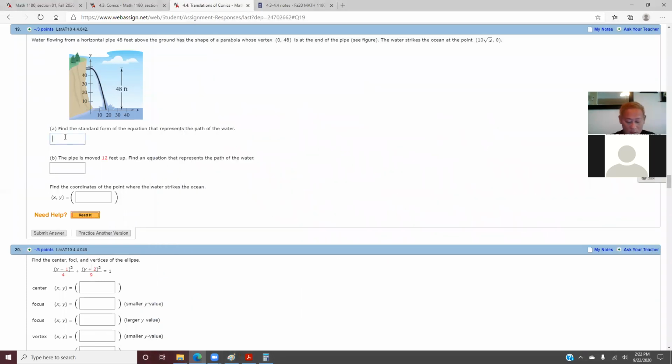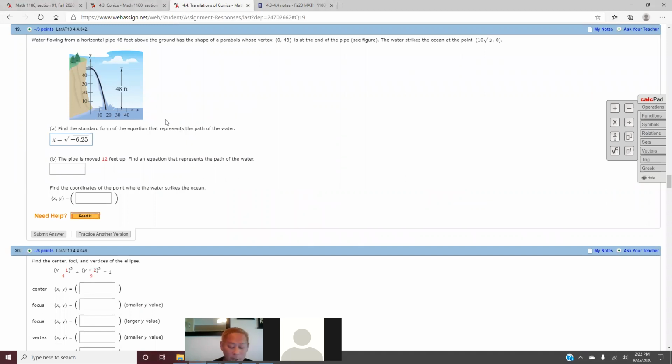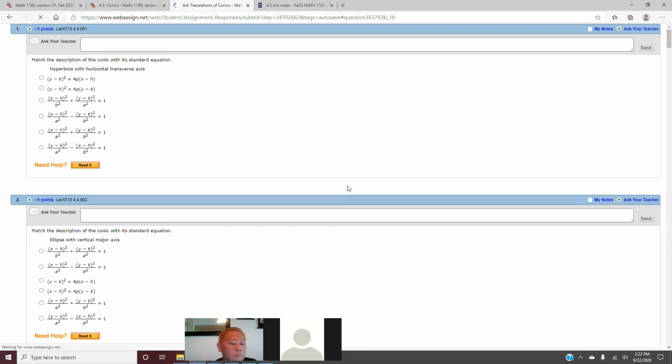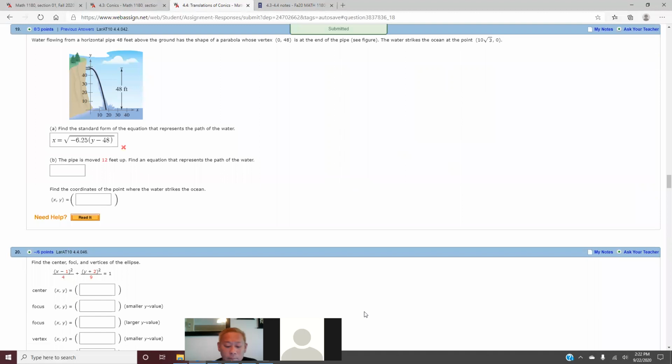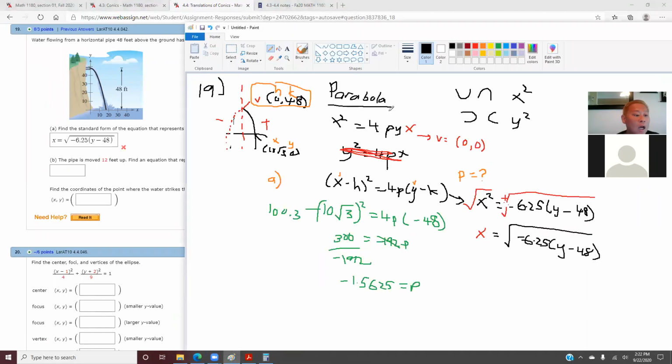x equals, let's see if you take it or not, negative 6.25(y minus 48). Sometimes they don't take it. See if they like it or not. Nope, they don't like it. Let's see what happens in this case. Let's get rid of that.